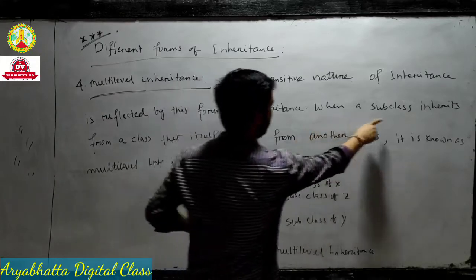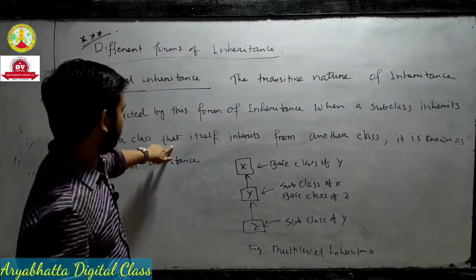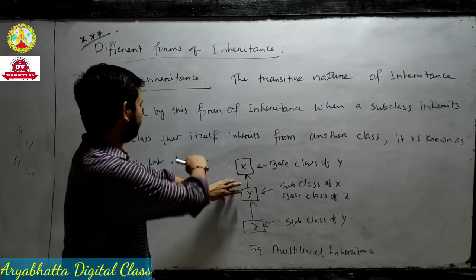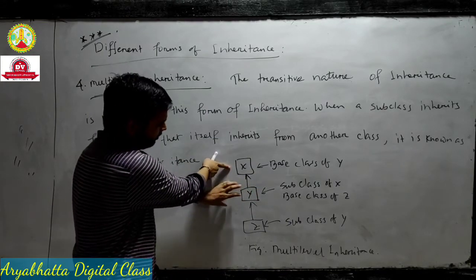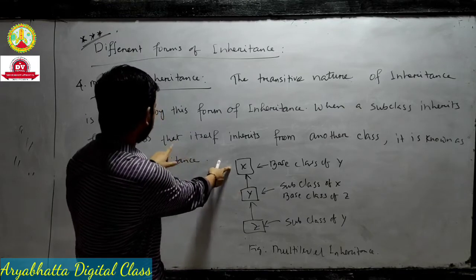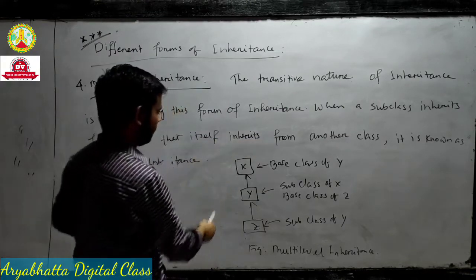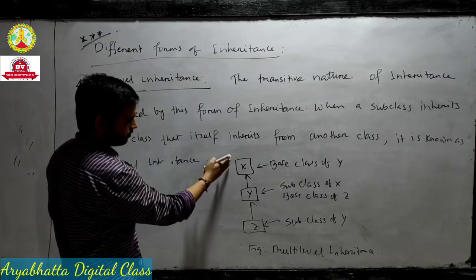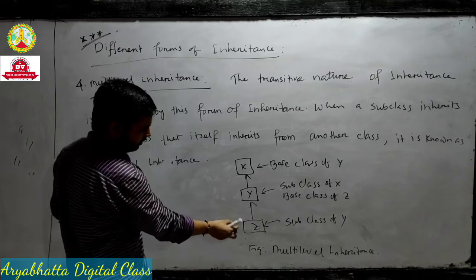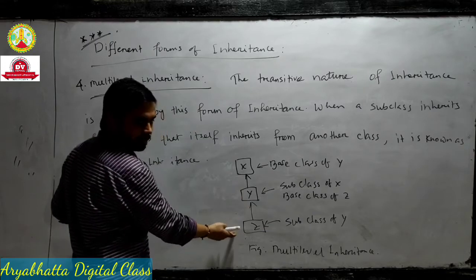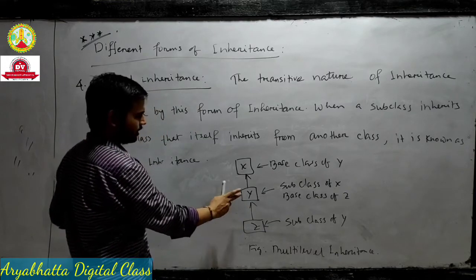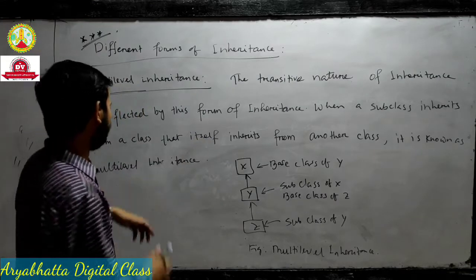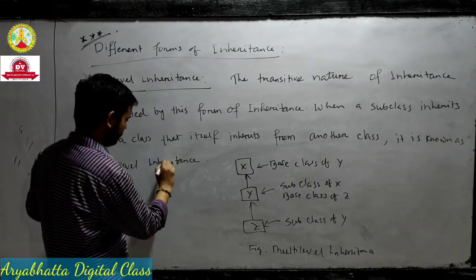This is the main thing. Where a subclass inherits from a class, okay, that itself inherits from another class. Means subclass is inherited from this class. Also, that itself inherits from another class. Okay, understood? Means this is inherited from this. Also, from this class is inherited. Means this is also subclass. This is also a base class. It is known as multi-level inheritance. Okay.